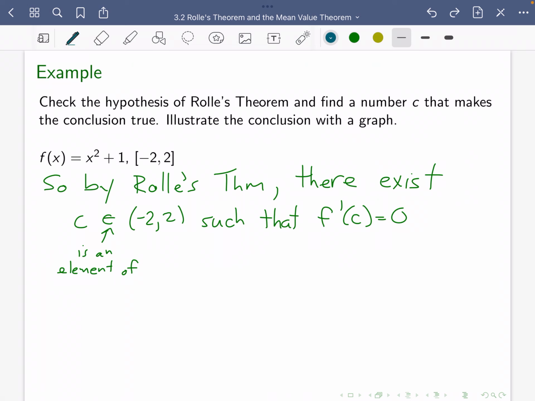And so our graph is actually a parabola. It's a parabola that's been shifted up 1, but it has 0, 0 as its center. We are going from -2 with a height of 5 to +2, also with that same height of 5.